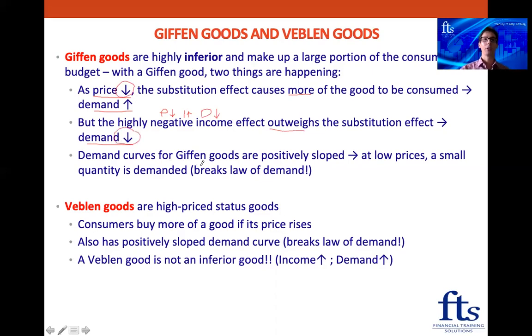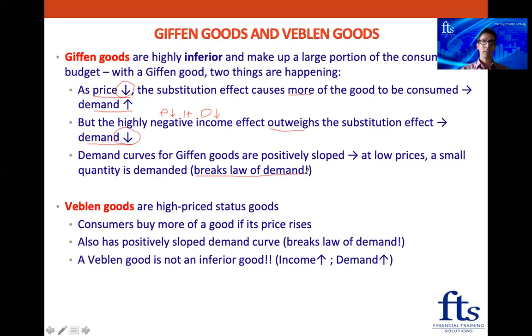So the demand curves for Giffen goods are positively sloped. At low prices, like I circled there, small quantities are demanded. So we're breaking the law of demand. That's why it's such an exception. We don't see this often, but we just need to know that it can happen.